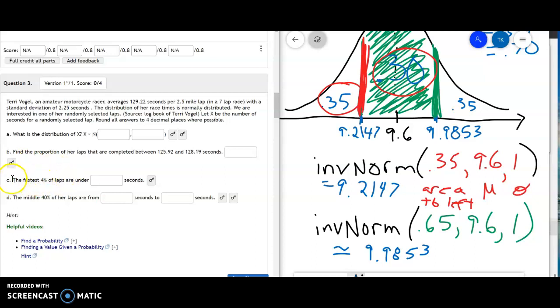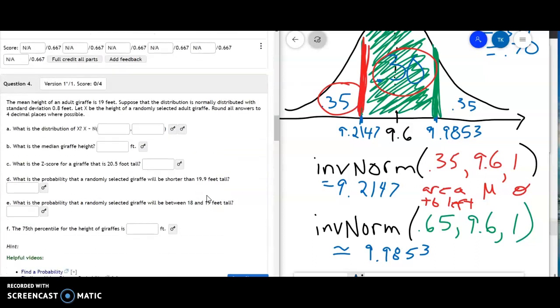Like in this case, it says the fastest 4%. That means we'd be looking at a bell curve like this. We'd be looking for a data value right here, and the 4% would be up here. So we would be using the 96% as the area to the left. So that's where it gets tricky, okay?